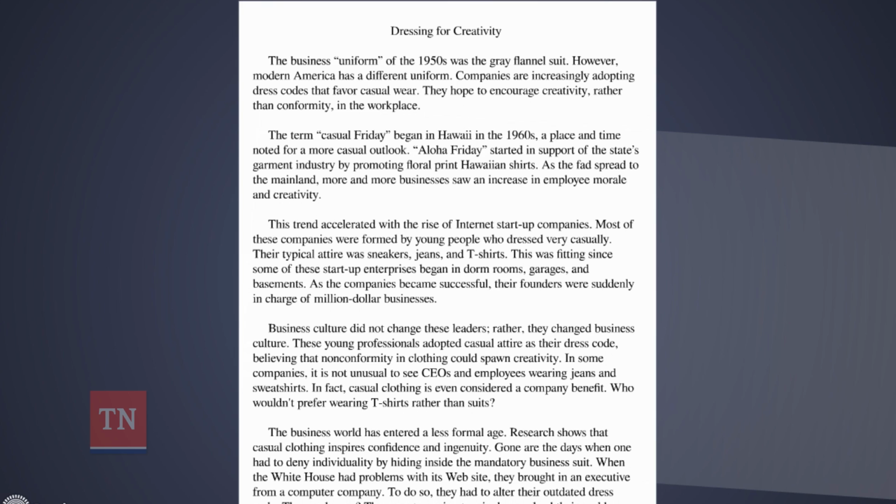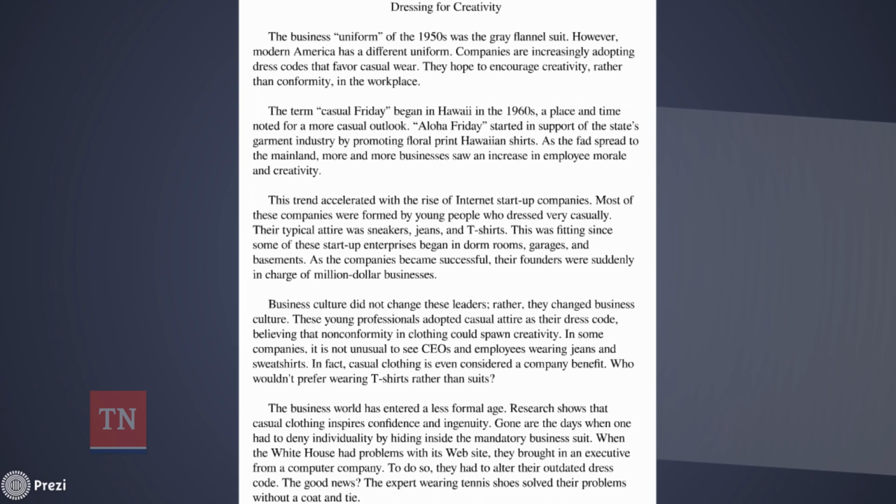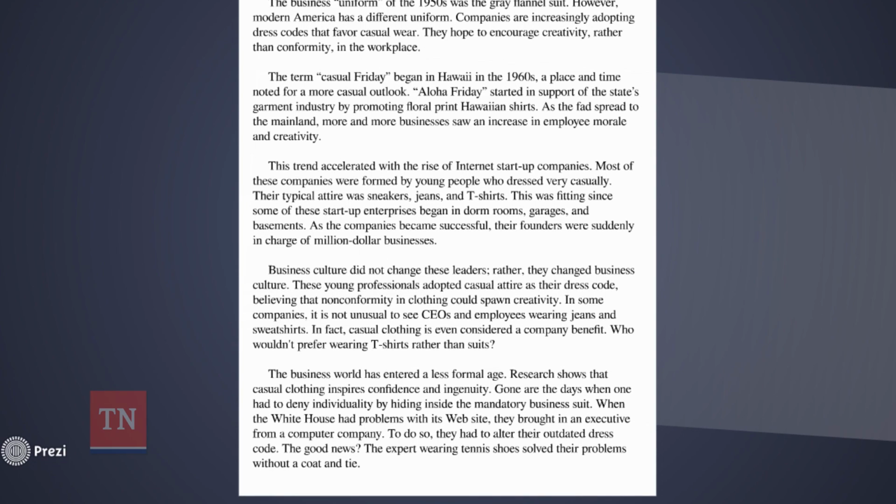In some companies, it is not unusual to see CEOs and employees wearing jeans and sweatshirts. In fact, casual clothing is even considered a company benefit. Who wouldn't prefer wearing t-shirts rather than suits? The business world has entered a less formal age. Research shows that casual clothing inspires confidence and ingenuity. Gone are the days when one had to deny individuality by hiding inside the mandatory business suit. When the White House had problems with its website, they brought in an executive from a computer company. To do so, they had to alter their outdated dress code. The good news is, the expert wearing tennis shoes solved their problems without a coat and tie.